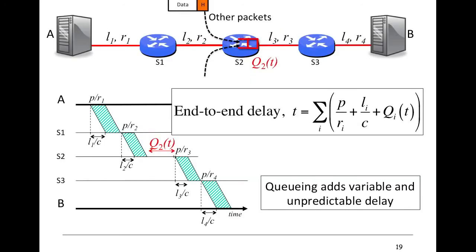Okay, so now let's go back to our original expression for the end-to-end delay. Now we've seen that it has these three components: packetization delay, propagation delay, and then the variable queuing delay. The queuing adds variable and unpredictable delay to the packets from end to end.